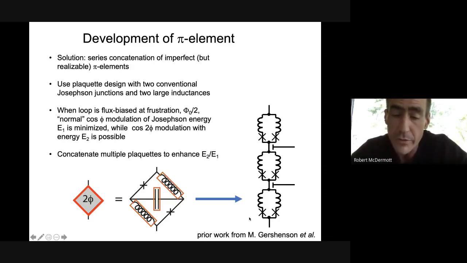I want to cite some prior work from Misha Gershenson and his group at Rutgers. I think what we're doing here differs from that in the key way that for the implementation that Wisconsin and Syracuse are taking, now we've got some local biasing of fluxes and charge on the entire array. So that's our strategy here.